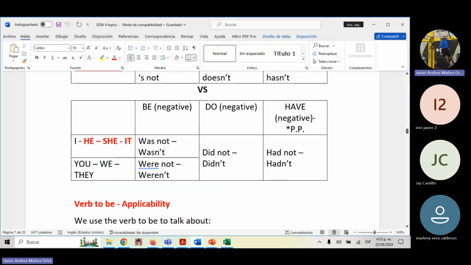In simple past tense, we do something similar because we just add the word not. And we have already studied did not can be conjugated as didn't for I, you, he, she, it, we, they, right? And the verb to be, the negative conjugation is going to be was not, and the contraction is going to be wasn't. Meanwhile, were not is also conjugated as weren't.